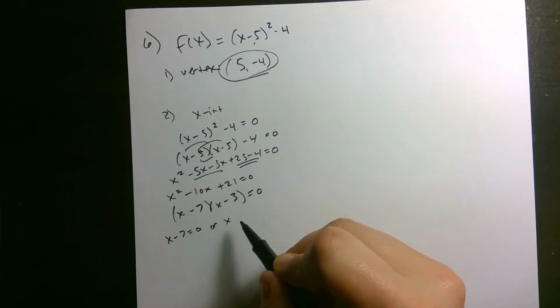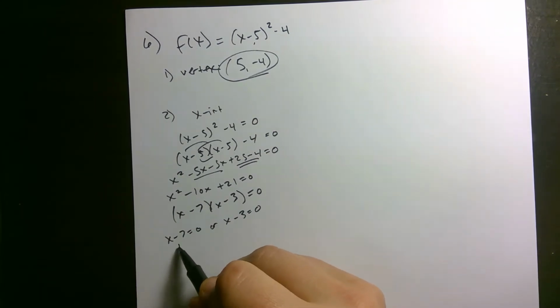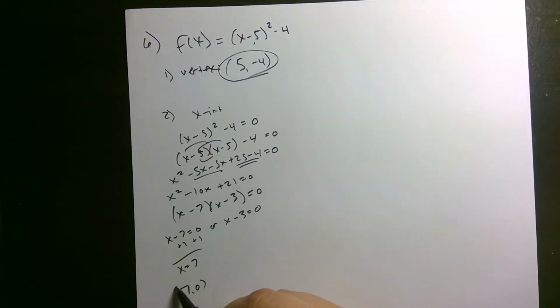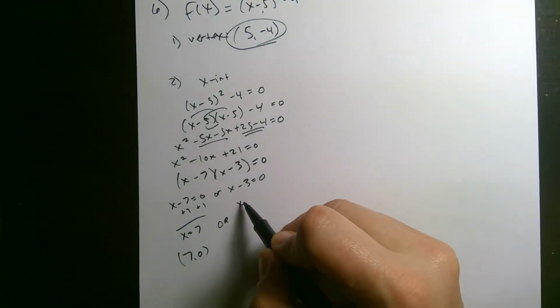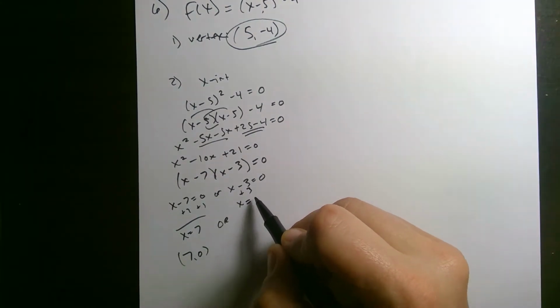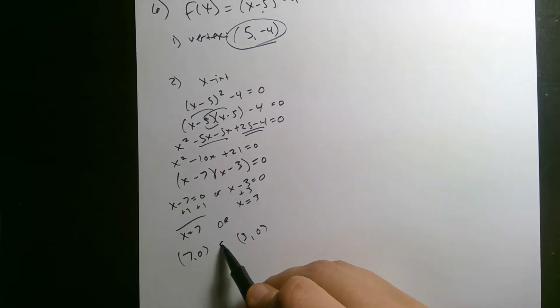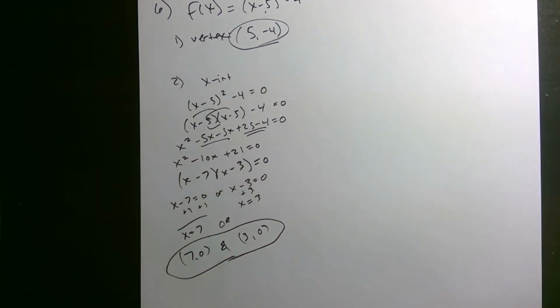So what that means is that x minus 7 equals 0, or x minus 3 equals 0. I add 7, and I get that x is 7, which means the intercept is (7, 0), not just x equals 7. Or I add 3, x equals positive 3, which is the point (3, 0). So here are my 2 x-intercepts. Now I have 1, 2, 3 points that I can plot on this graph.